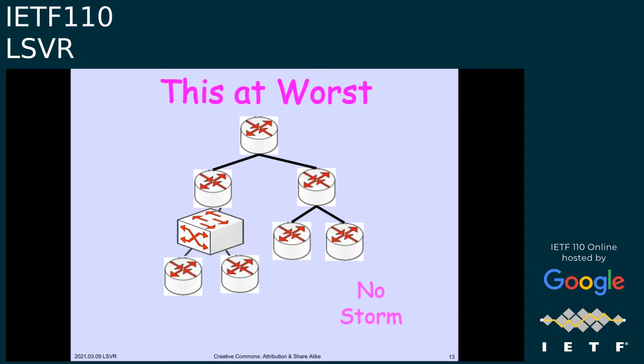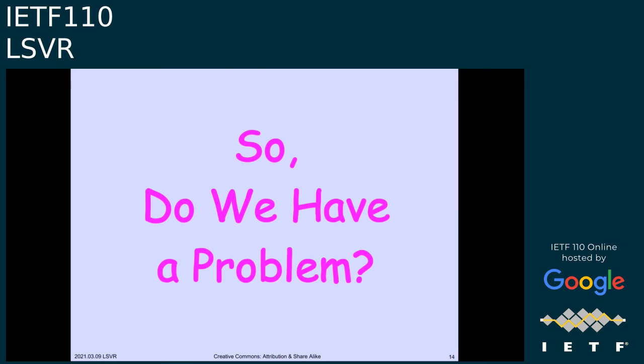Next slide, please. At worst, we might have a switch that wants some fan out one stage, which is why we stuck that one form of switch-piercing multicast MAC. Okay, this isn't going to storm. Next slide, please. So, do we actually have a problem? And that's the end.